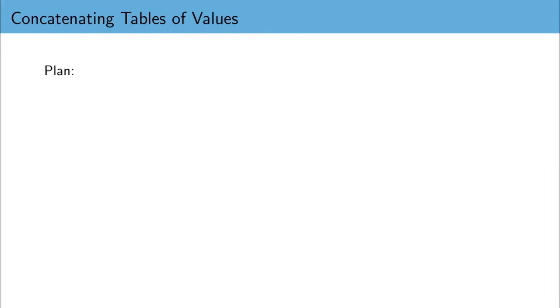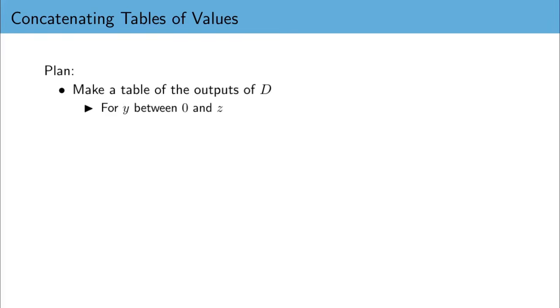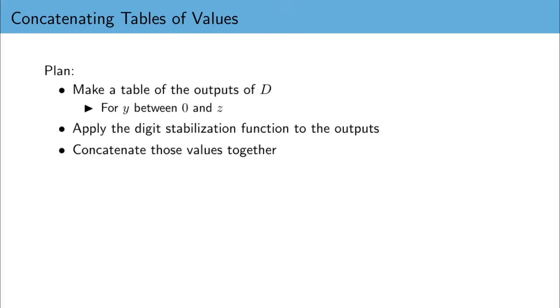So the plan is this. We're going to make a table of the outputs of our polynomial d for fixed x's and letting y's range up to some maximum search range. We're then going to apply the digit stabilization function to the results and try to concatenate them together so we can take their overall digit sum.